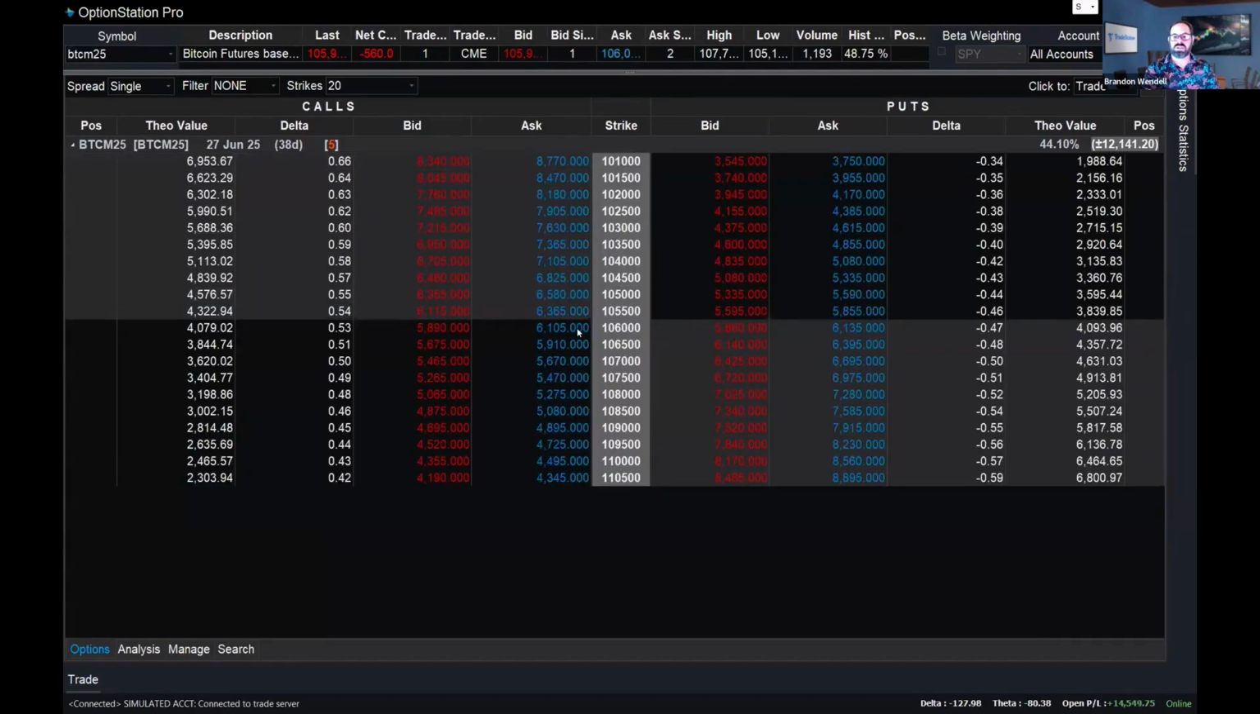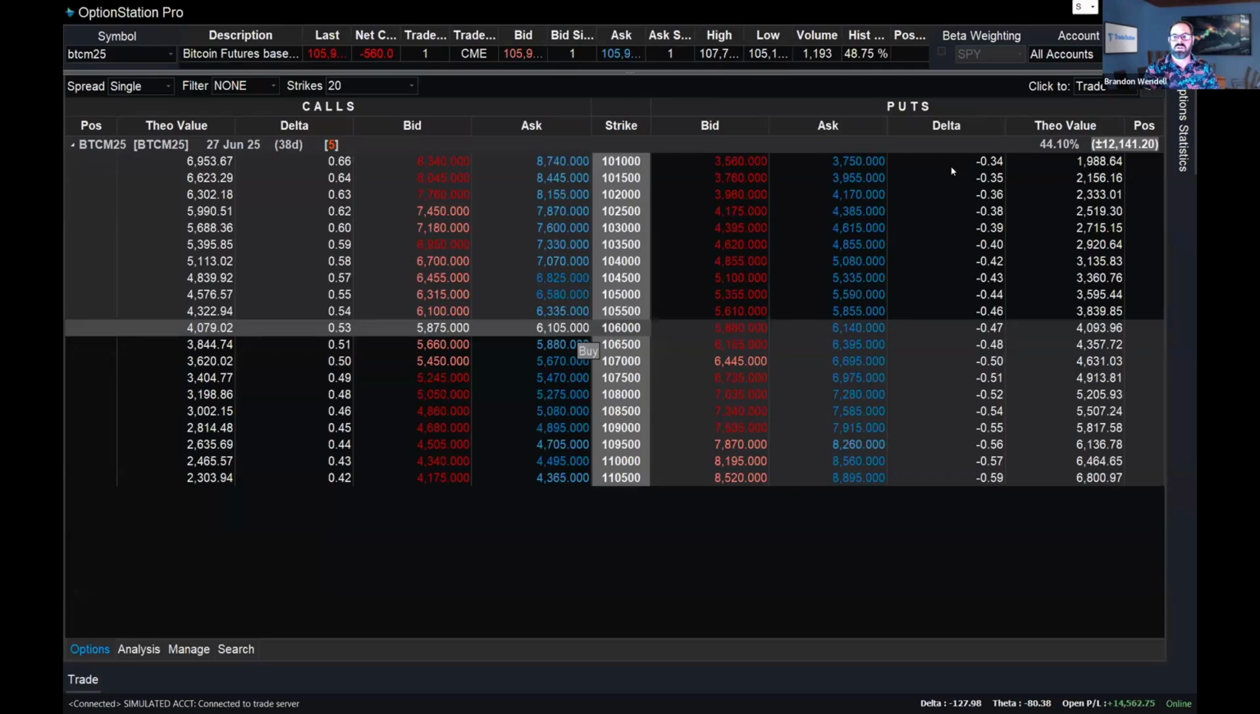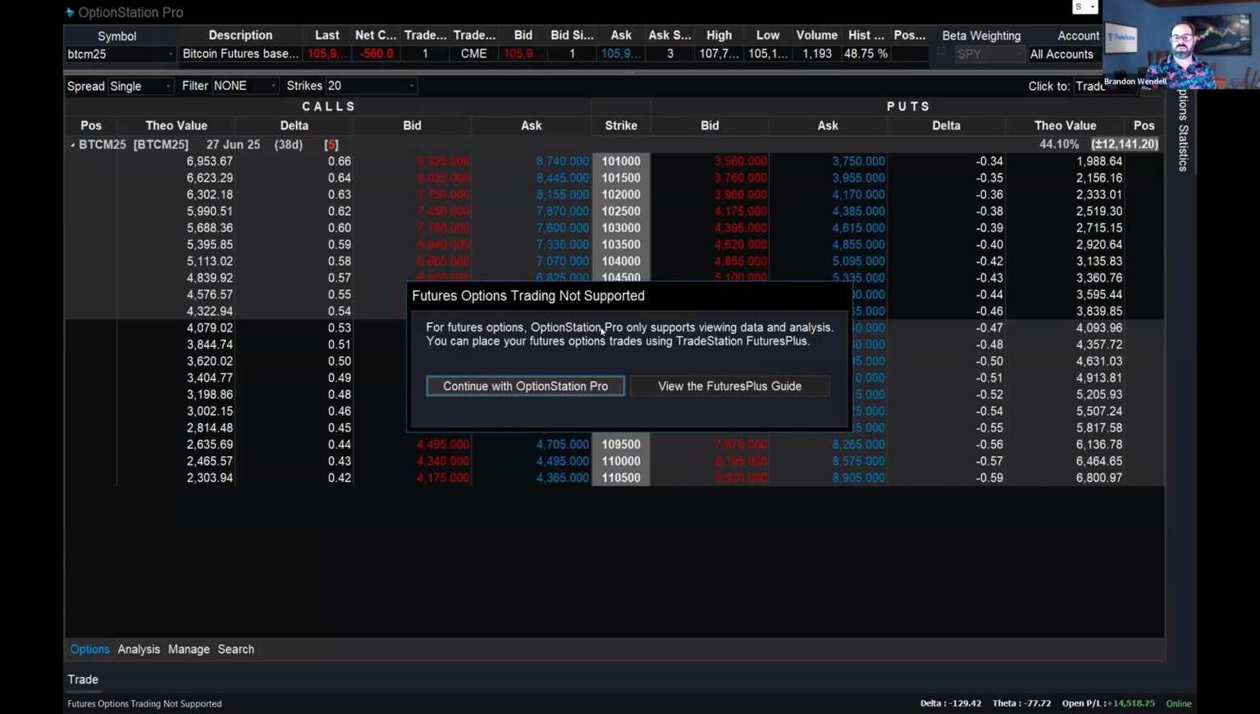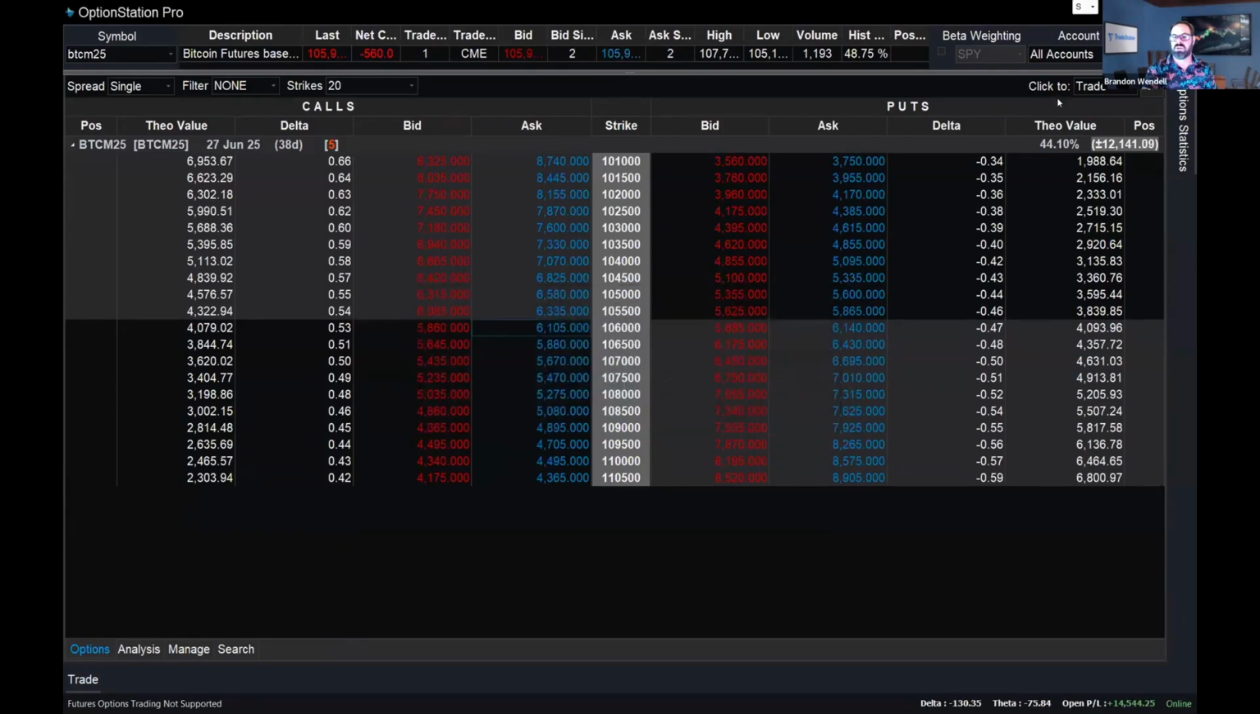We were just looking at 106, 6105. So now click to trade, click to analyze, because it won't let me do click to trade because it'll say you can't trade on this platform. It's only viewable. I'll show you right here. For futures options, it only supports viewing data analysis. To place the option, you got to do it on FuturesPlus. So I'll continue and change this to analyze trade.